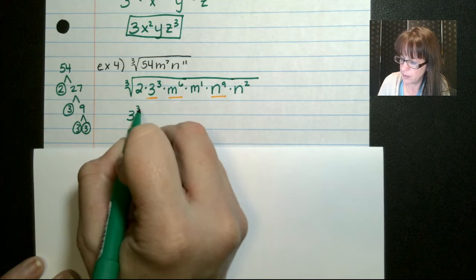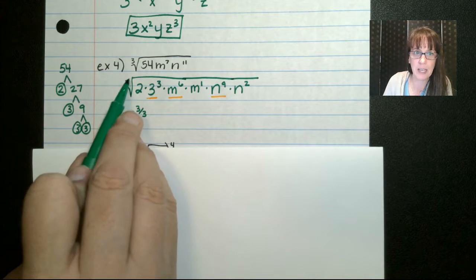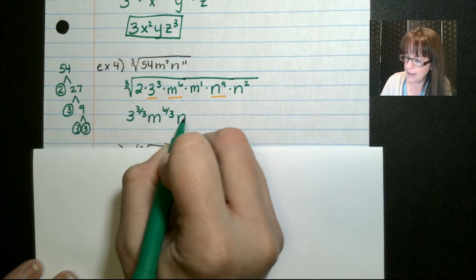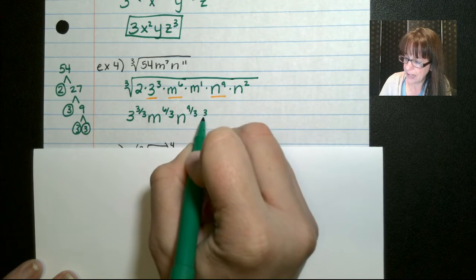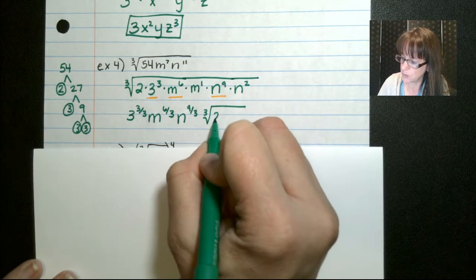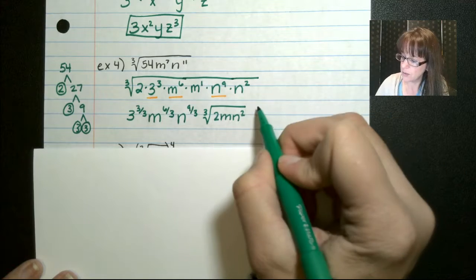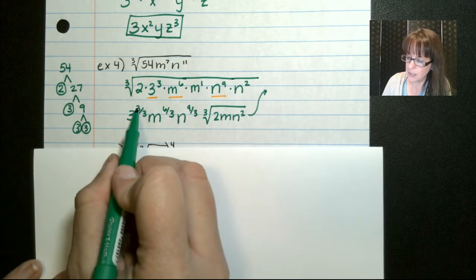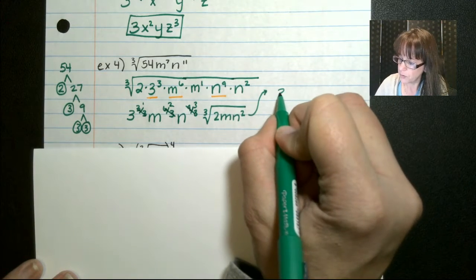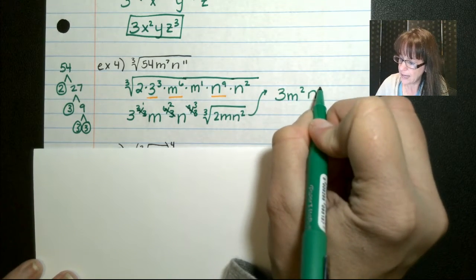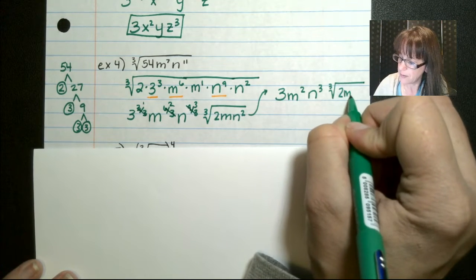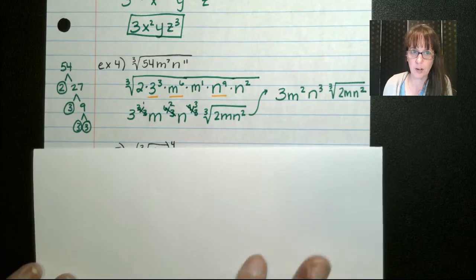So now I have 3, 3 over 3, because I'm taking it out. I'm booting that 3 to the back. So m 6 over 3, n 9 over 3, and then I have the cube root of all the stuff remaining. So that's 2mn squared. Okay, so let's make this look a little bit nicer. This is going to be a 1, this is going to be a 2, and this is going to be a 3. So 3m squared n to the third, and then we have the cube root of 2mn squared.